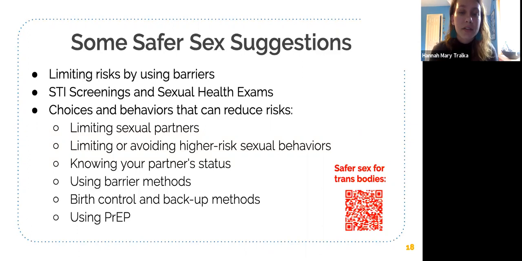And also just sexual health exams in general are really important. Having contact with your provider and making sure you're communicating what exactly is going on, what sort of sexual contact you're having so that they understand what risks come with that. And just like we've been discussing, choices and behaviors that can reduce risk include limiting sexual partners, limiting or avoiding high-risk sexual behaviors, knowing your partner's status, using barrier methods, using birth control as well as backup methods, and also using PrEP. So those are just some ideas that you can choose to do to reduce risks.